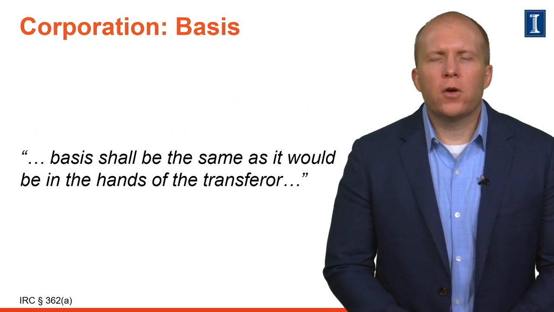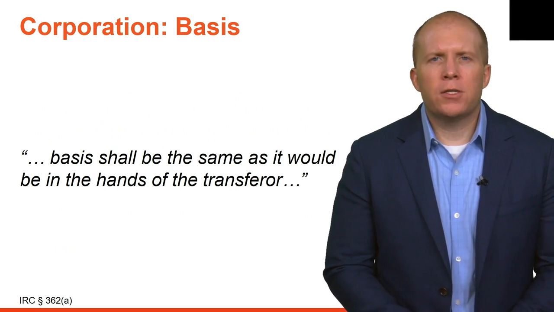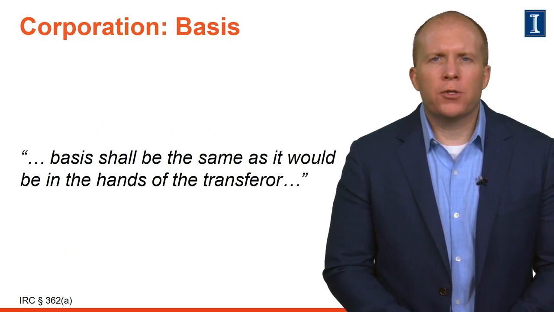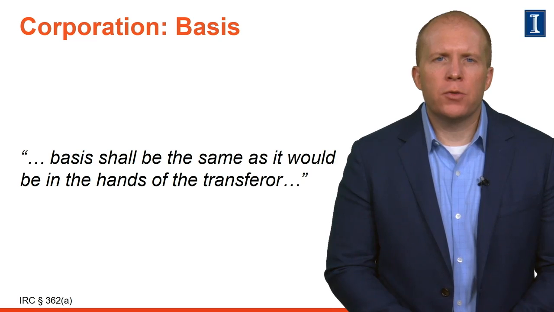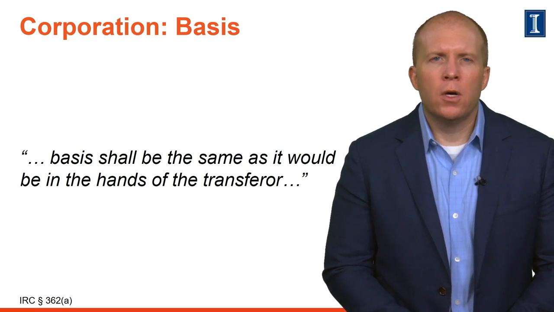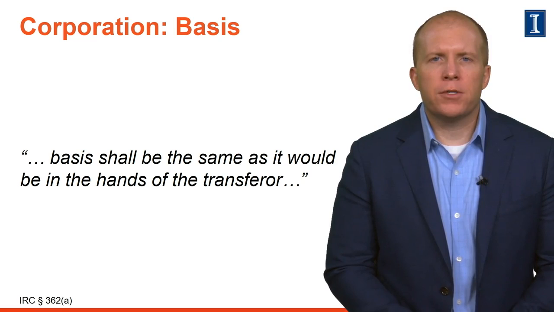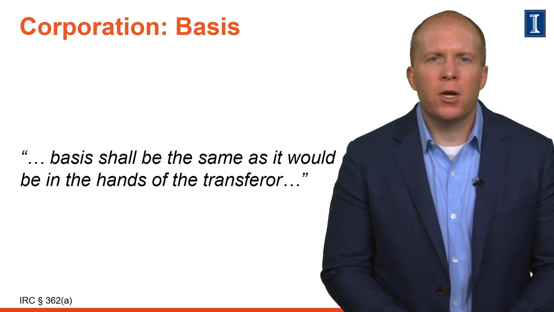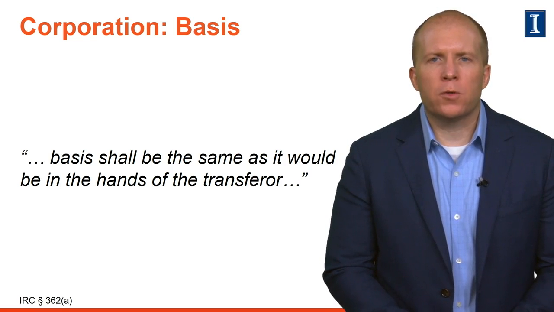The rules so far focus on shareholders, so let's now consider the exchange counterparty, the corporation. In a Section 351 transaction, the corporation steps into the shoes of the transferor shareholder when determining basis in the property received. Specifically, Section 362(a) provides that the corporation's basis in any property received in a Section 351 exchange shall be the same as the shareholder's basis.